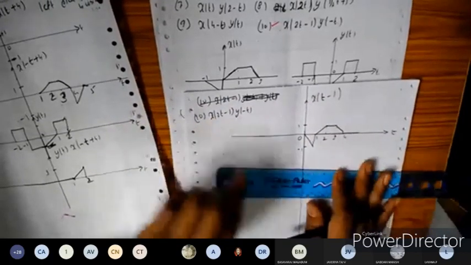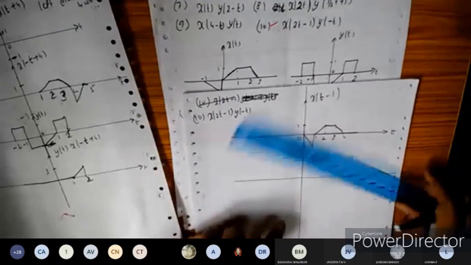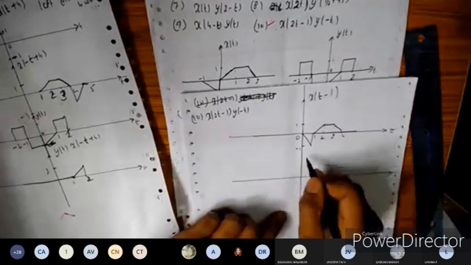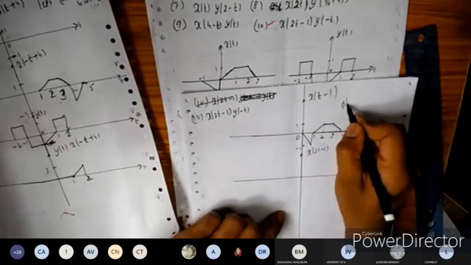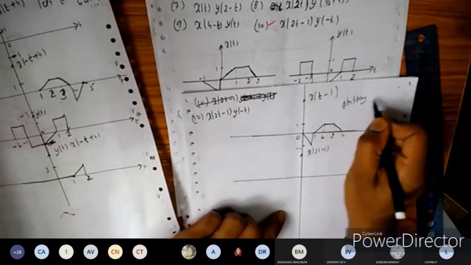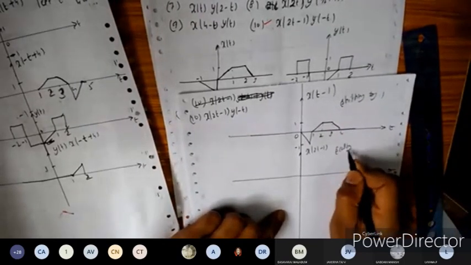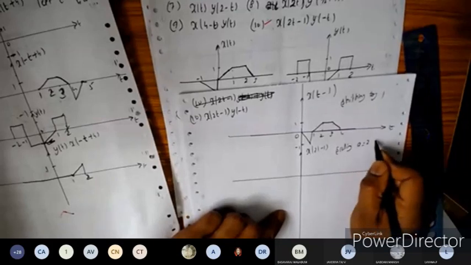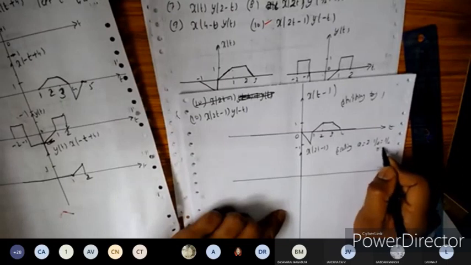We need to perform the scaling here. So this is x of 2t minus 1. We have performed the shifting by 1 unit here. So next we need to perform the scaling. How much? The value of a is 2 here. So 1 by a is nothing but 1 by 2, which is nothing but 0.5.